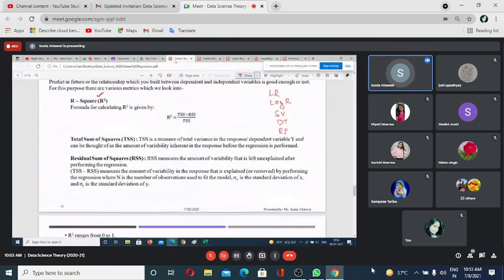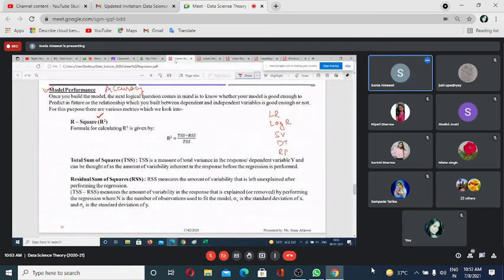So if I go with R2 error, at times we also call it R square error. The formula is basically TSS minus RSS upon TSS, where TSS is the total sum of squares, which is a measure of total variance in the response or dependent variable y, and can be thought of as the amount of variability inherent in the response before the regression is performed. So I can simply say that y predict minus y actual divided by y predict is nothing but my R square error.